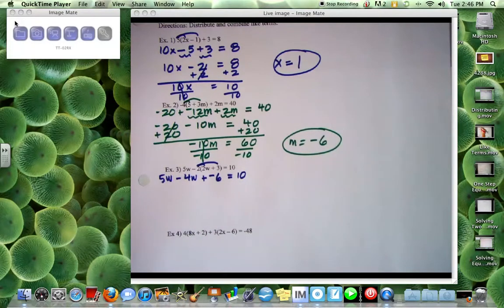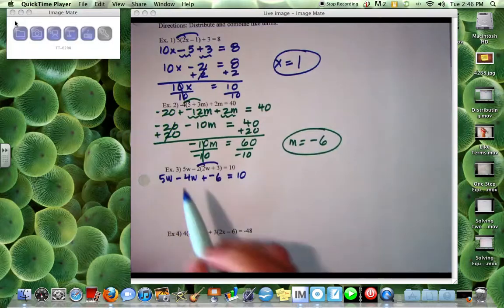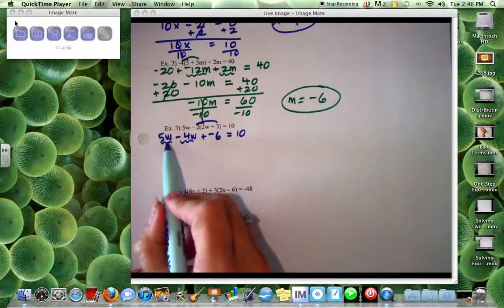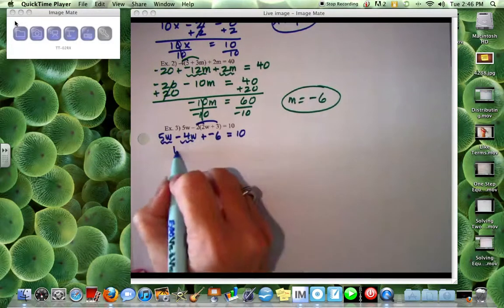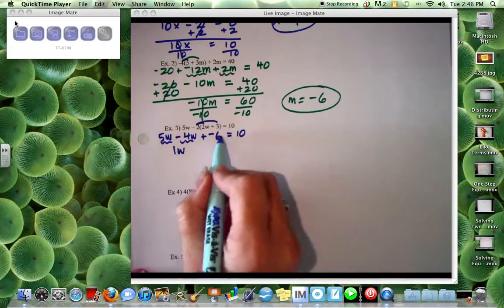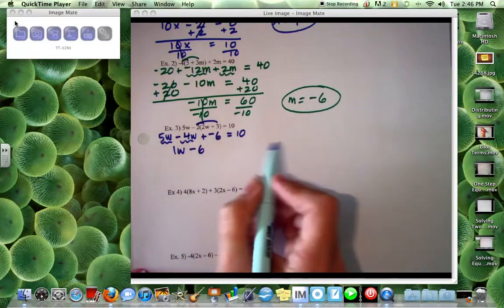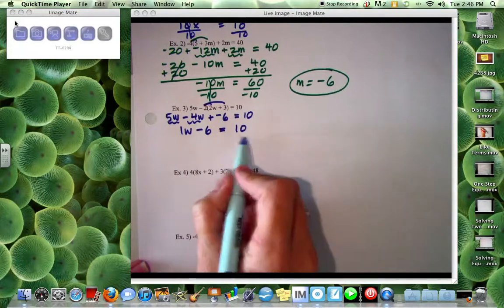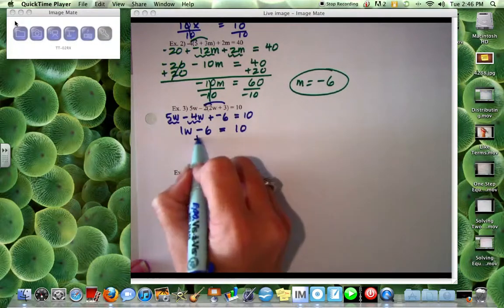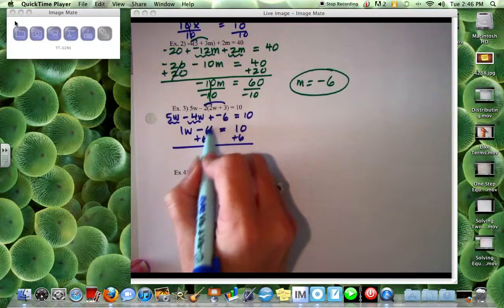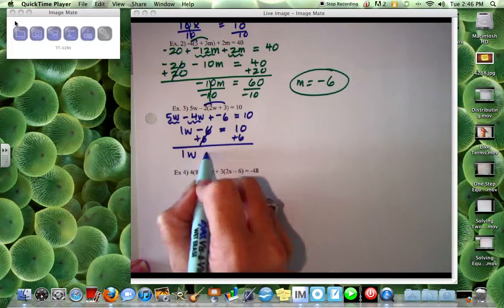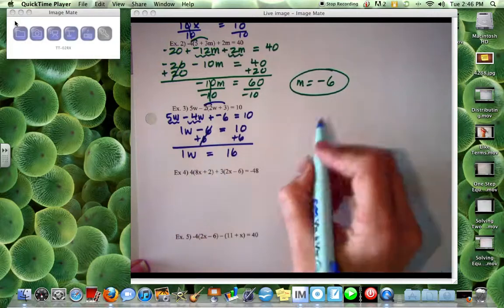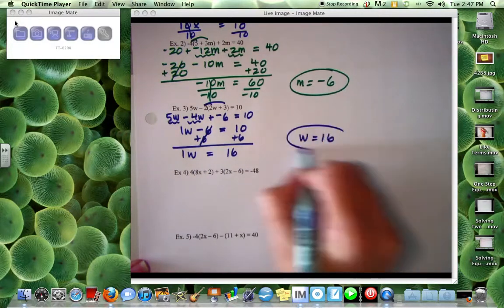Now we need to look at what we can combine for like terms. We have 5w minus 4w that we can combine. That gives us 5 minus 4, which is 1w, plus a negative 6, you can write it as minus 6 if you want, equals 10. We need to move the negative 6 to the right side, so we add 6 to both sides. So we have 1w equals 10 plus 6, which is 16. So you can leave it as it is, or you can just write w equals 16.